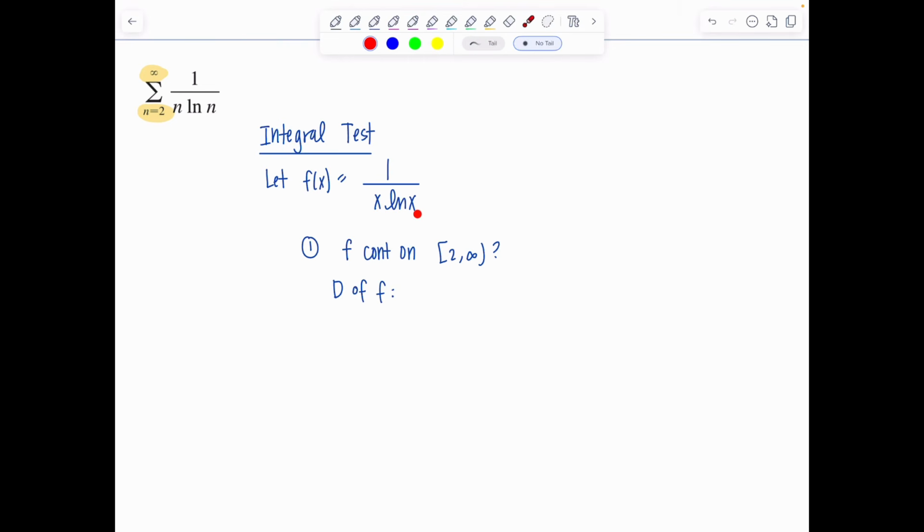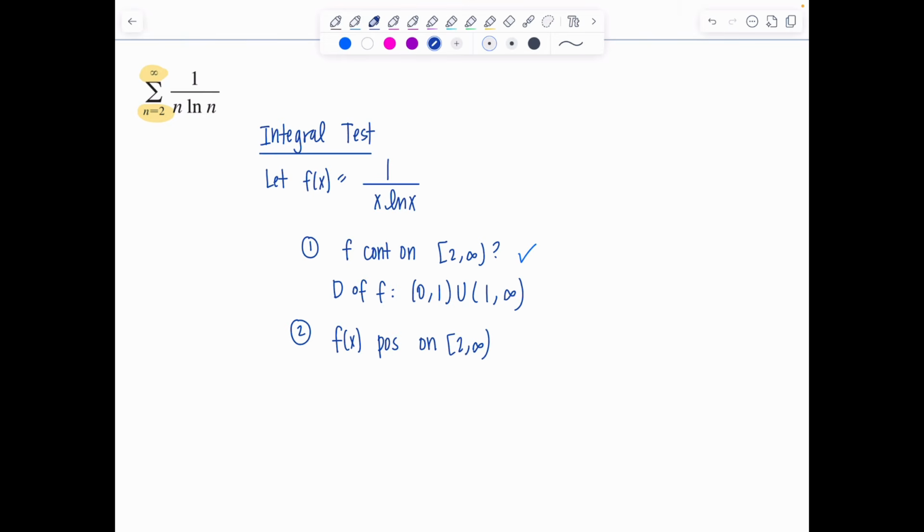x has to be positive, and also it can't include 1. Very good, because if x is 1, ln of 1 is 0. So it's going to be the interval from 0 to 1 union 1 to infinity. Well, 2 to infinity is a subset of this domain, so therefore it is going to be continuous. Boom. We have a theorem back in Calc 1 that logarithmic functions, rational functions, compositions of them are continuous on their respective domains.